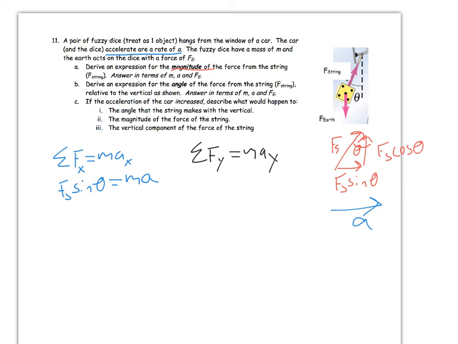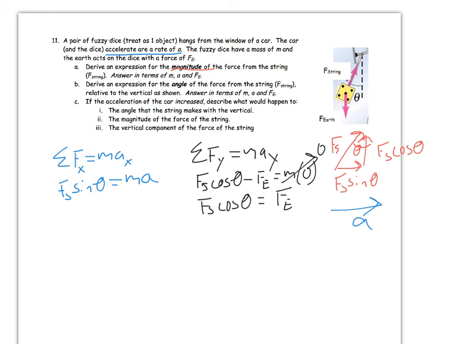And so in the y direction, I have Fs cosine of theta minus the force of the earth, and that's equal to the mass times acceleration. Once again, my acceleration is 0. It says it's not accelerating vertically. So I can say then that Fs cosine of theta equals Fe.